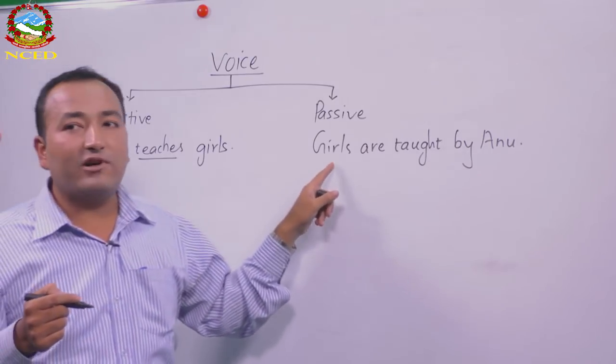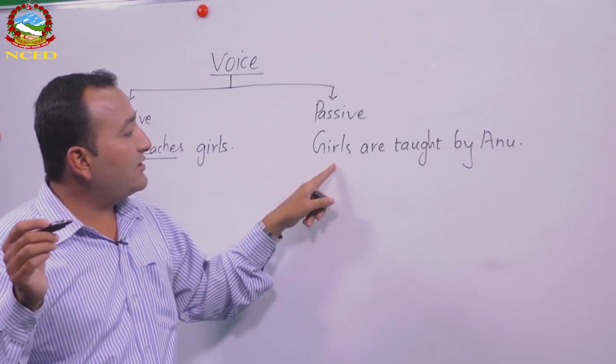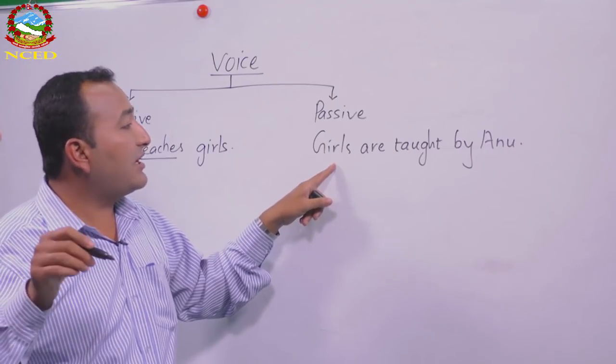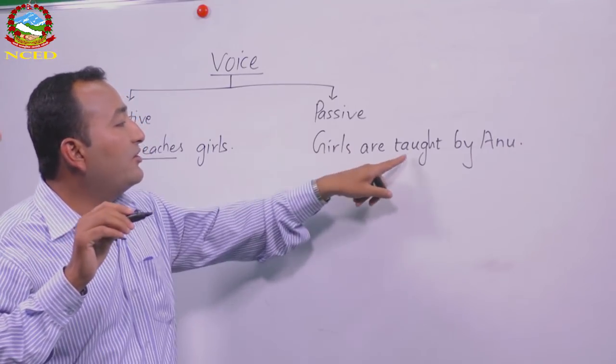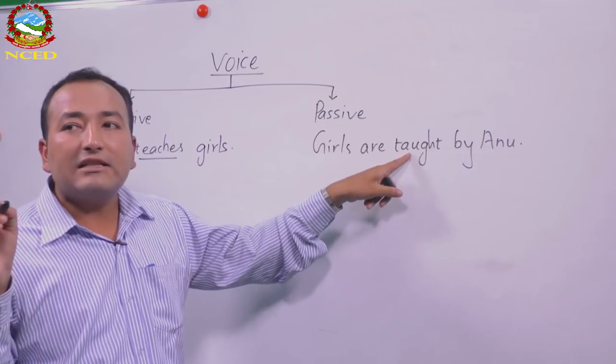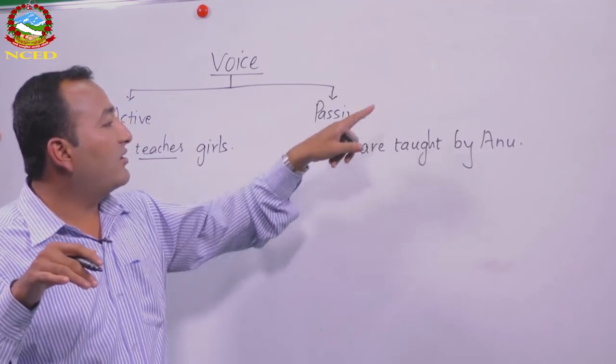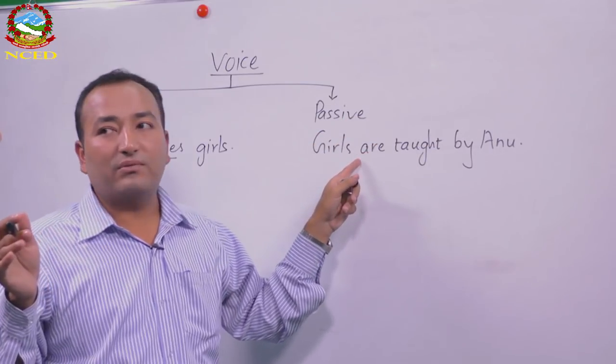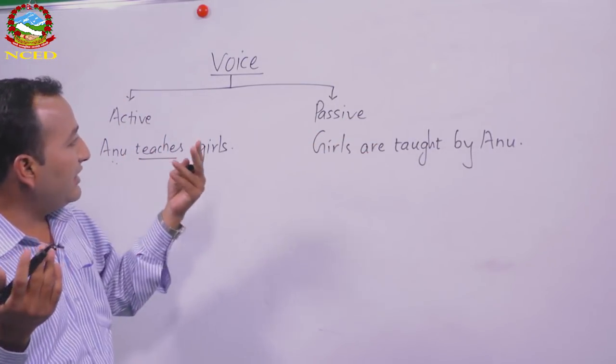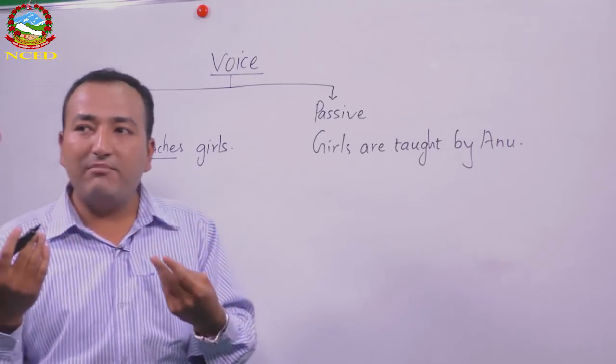But in passive voice, look at this. Girls are taught by Anu. Girls are taught by Anu. It means taught. Girls are not teaching themselves. Girls are being taught means girls are taught. Anu is teaching in the second sentence too. So both sentences have the same meaning.